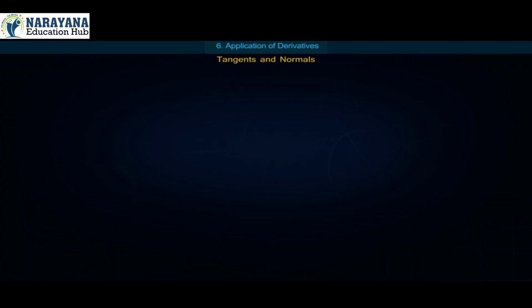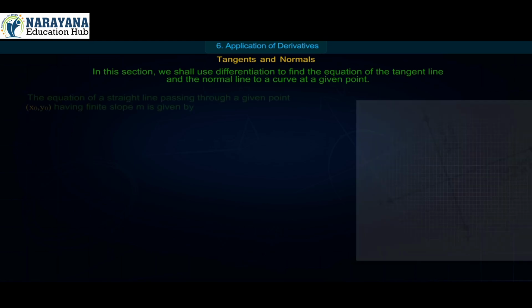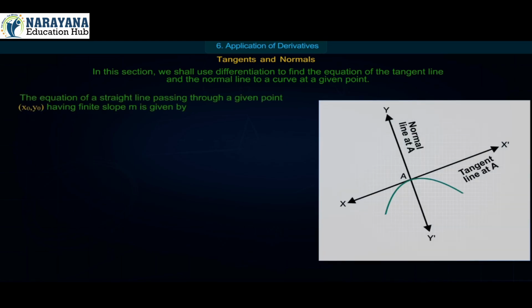Tangents and normals. In this section, we shall use differentiation to find the equation of the tangent line and the normal line to a curve at a given point. The equation of a straight line passing through a given point x0, y0 having finite slope m is given by y minus y0 is equal to m into x minus x0.